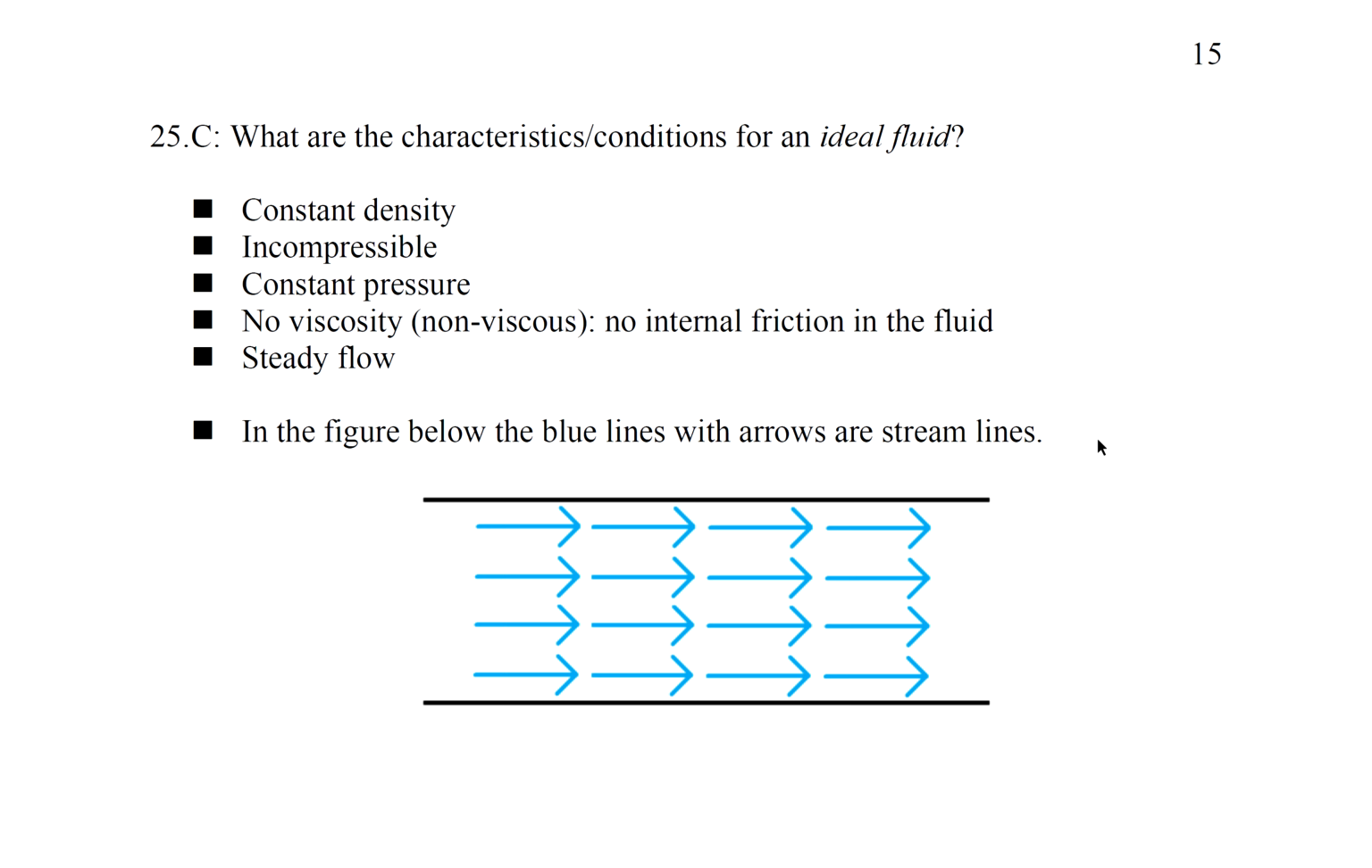Question 25. What are the characteristics or conditions for an ideal fluid? We have constant velocity, incompressible fluid, constant pressure, no viscosity, no internal friction in the fluid, and steady flow. So this image has streamlines, which are blue.